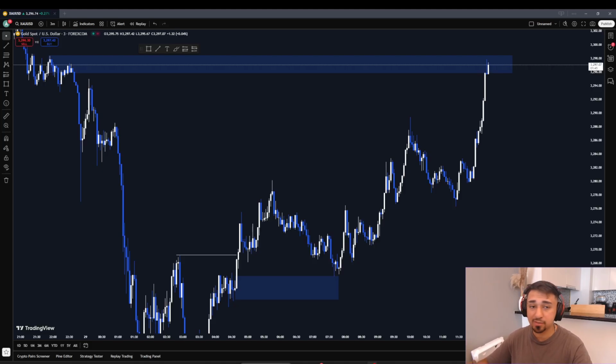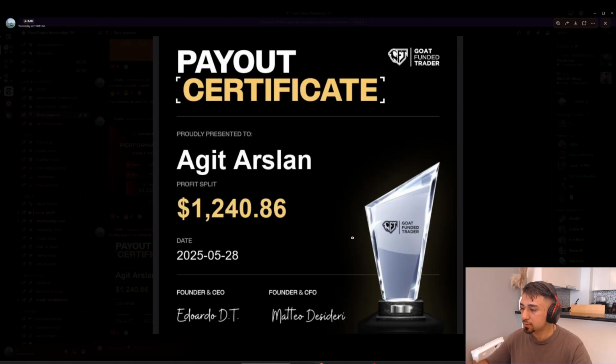This is going to be a trade breakdown about me securing another 1.5k on my GOATFUNDEDTRADER funded account. I received the payout yesterday for $1,240. So essentially, they have payout on demand, right? Every 3 minimum trading days, so you have to do 0.5% every 3 days, you can request a payout.